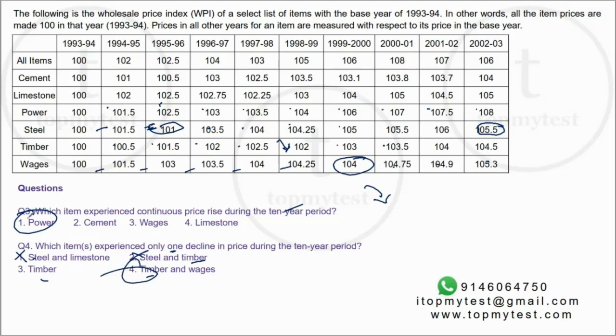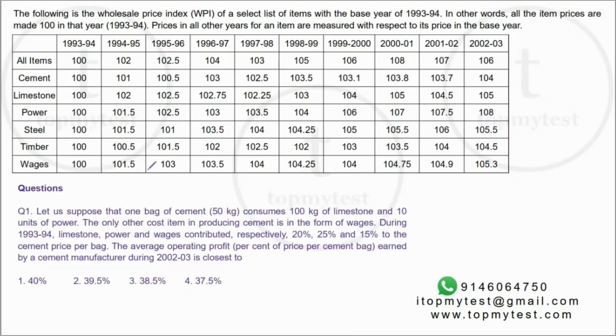So we got lucky in first one, but in the second one we actually had to go through the entire set to do it. Okay, so the 2 easy ones are done. Let's go to the trickier ones or the additional information ones and see what comes out of it. Question number 1 says, suppose 1 bag of cement, 50 kilos, consumes 100 kilos of limestone, 10 units of power. Okay, we don't have cost per unit here.